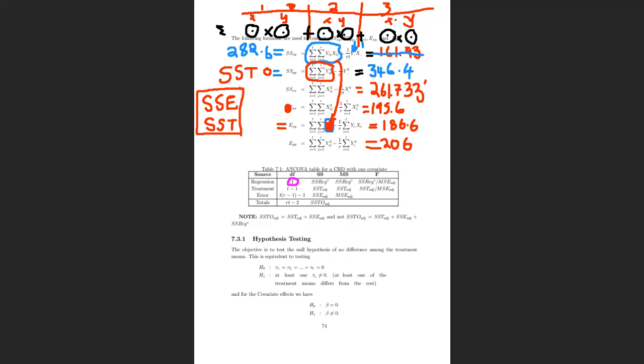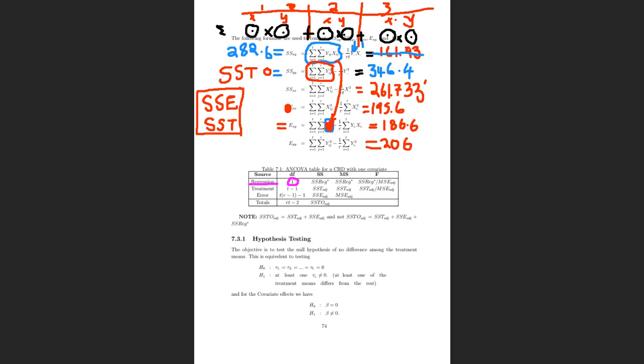It's always 1 there. The treatment, remember, this one is about the regression, right? So it's 1 there. You don't have to subtract anything. It goes back to number of parameters minus 1. So we have 2 parameters minus 1, which is 1. Treatment, you know that one is t minus 1.